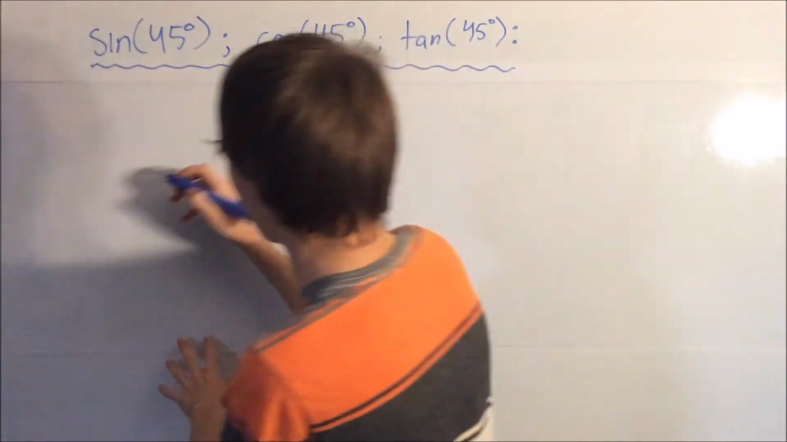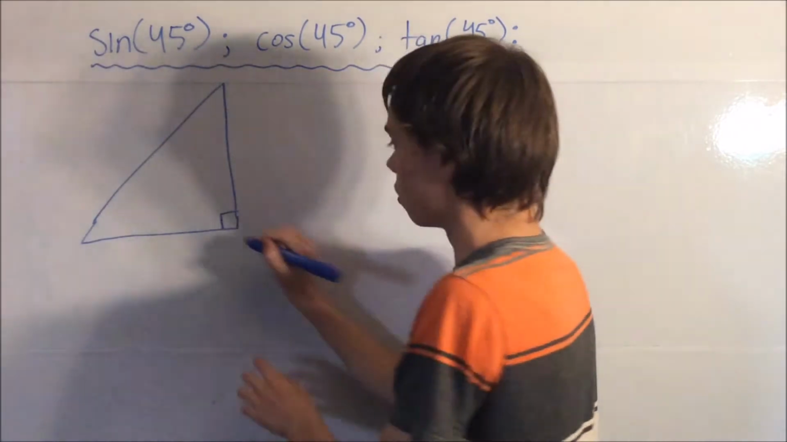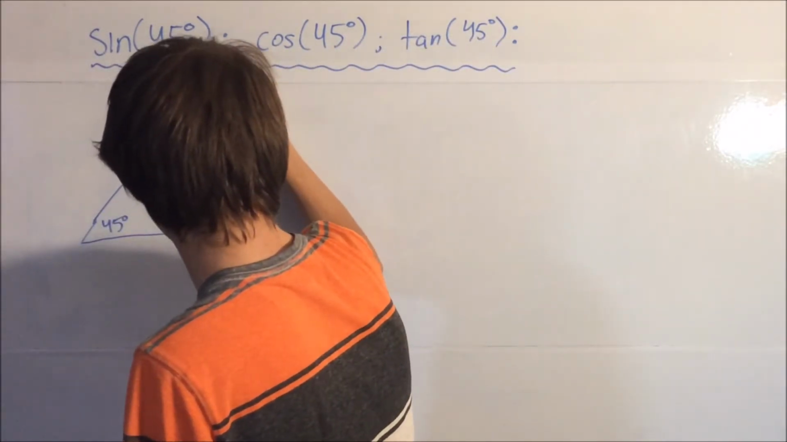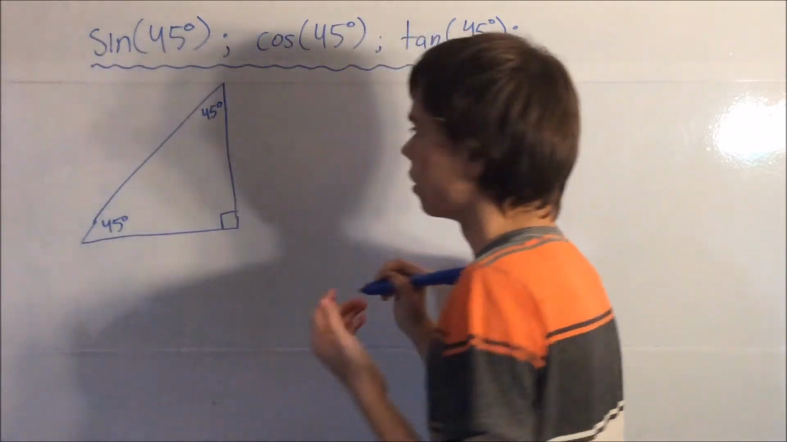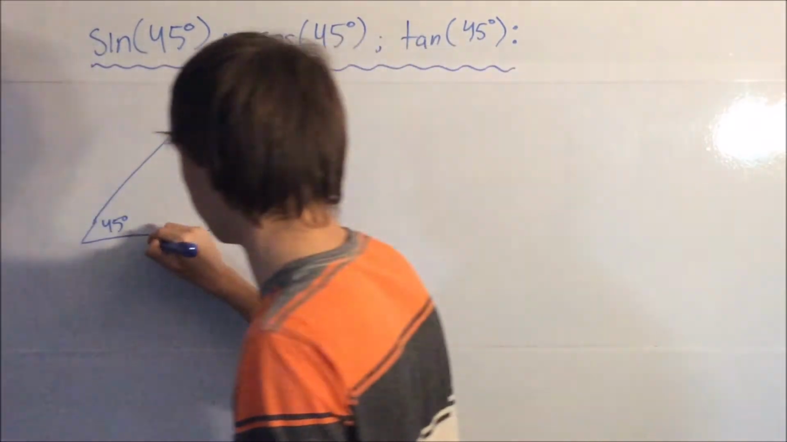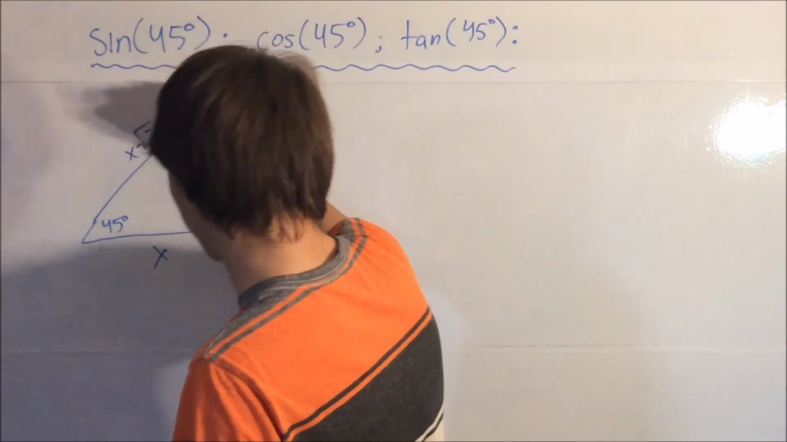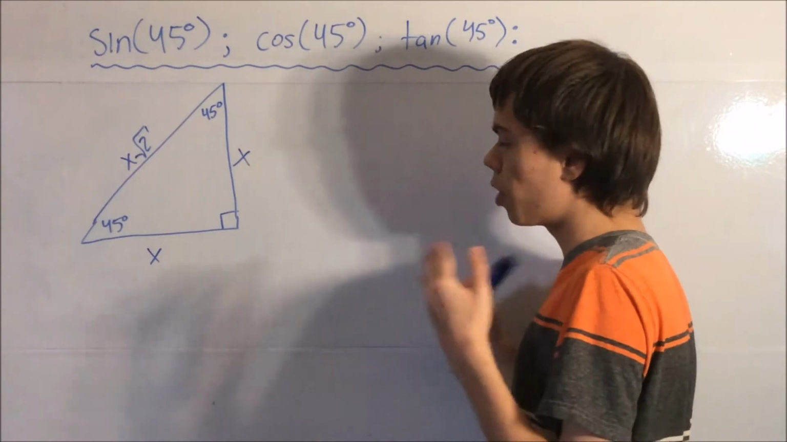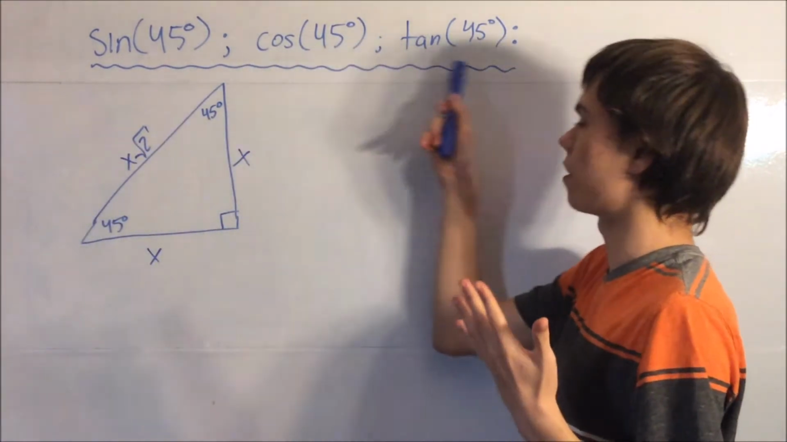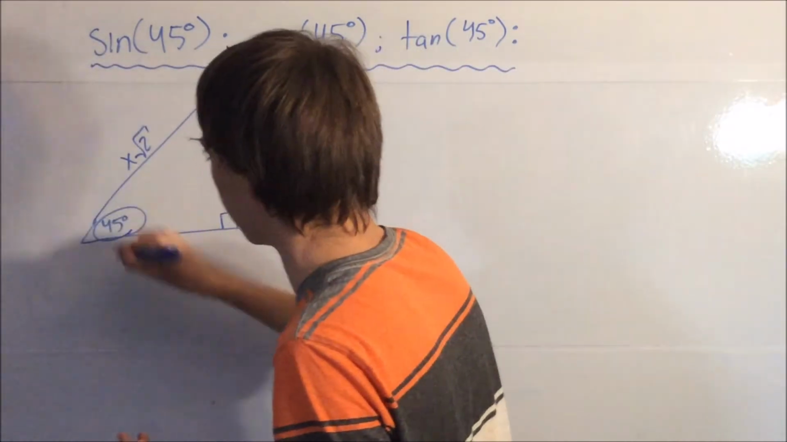So let's go ahead and draw that out. So we have 45 degrees right here and 45 degrees right here. Now we know that in a 45, 45, 90 triangle the relationship between the side lengths is just x, x, and x radical 2. And we are basically going to use these side lengths to figure out each of these values. So we're going to just focus on this angle right here.